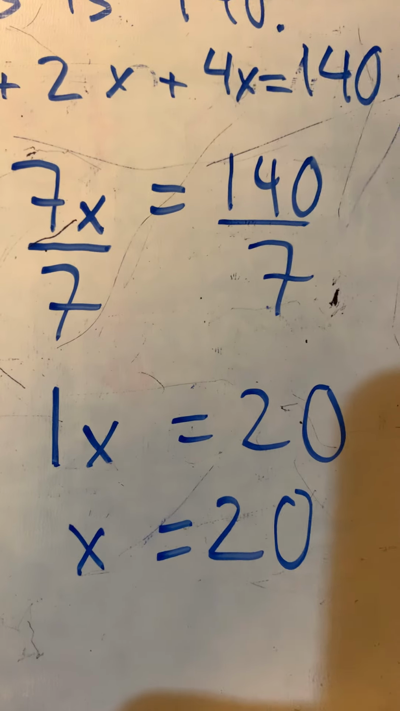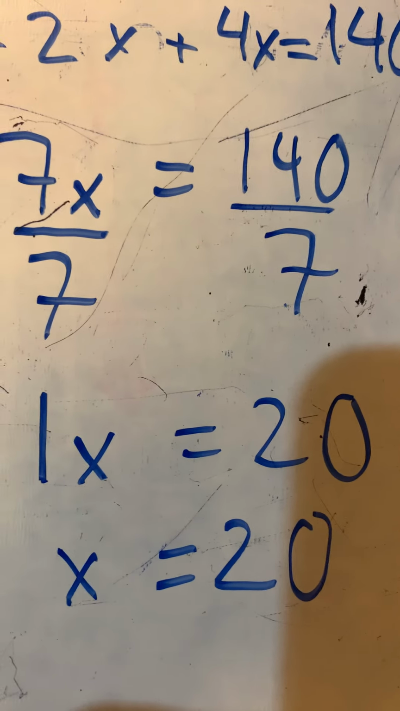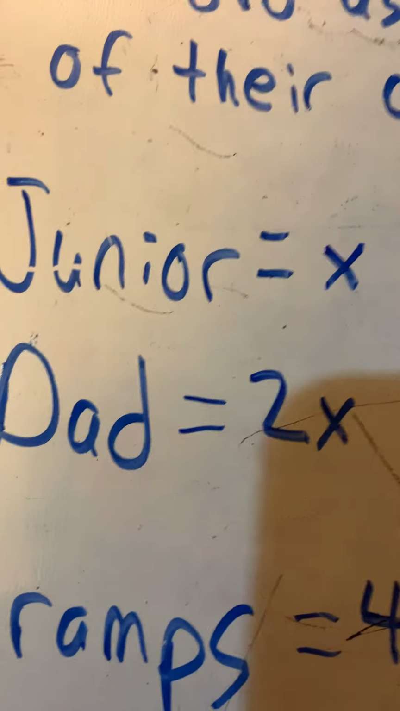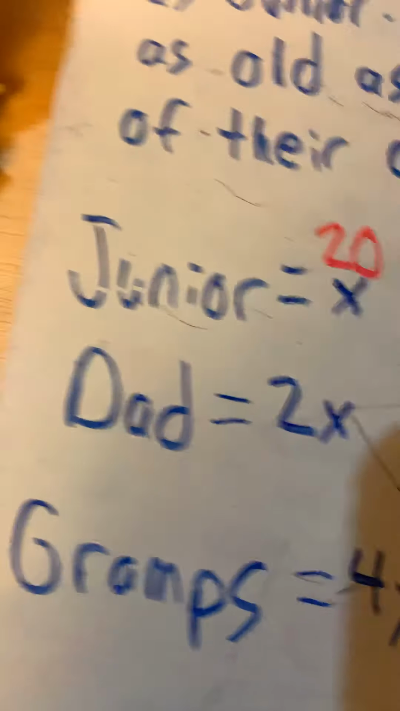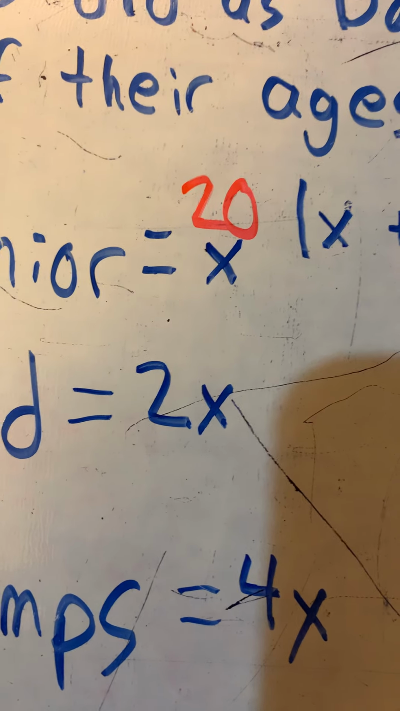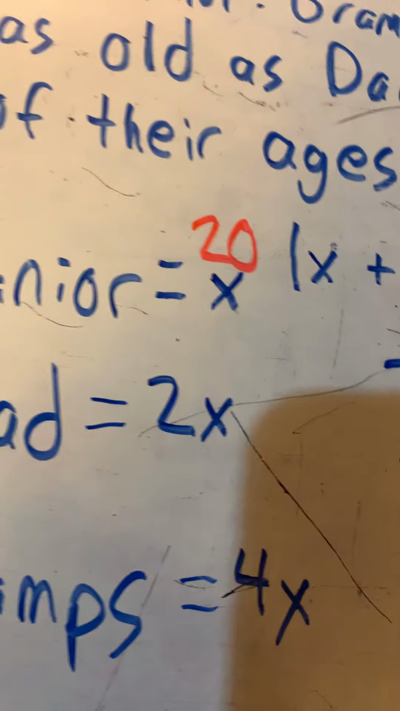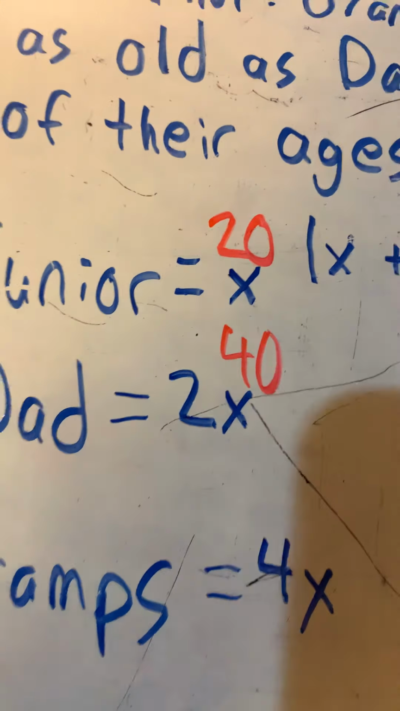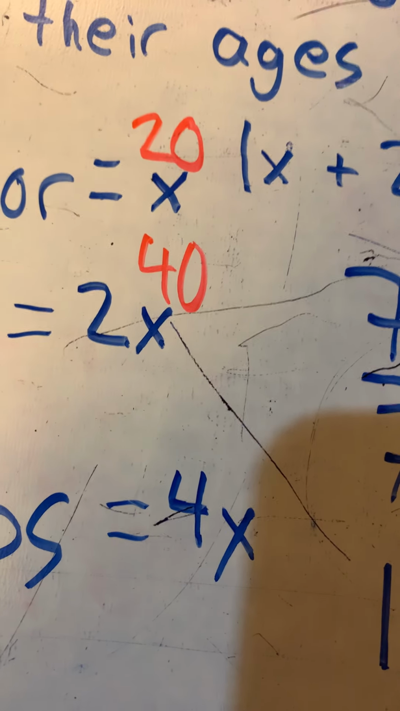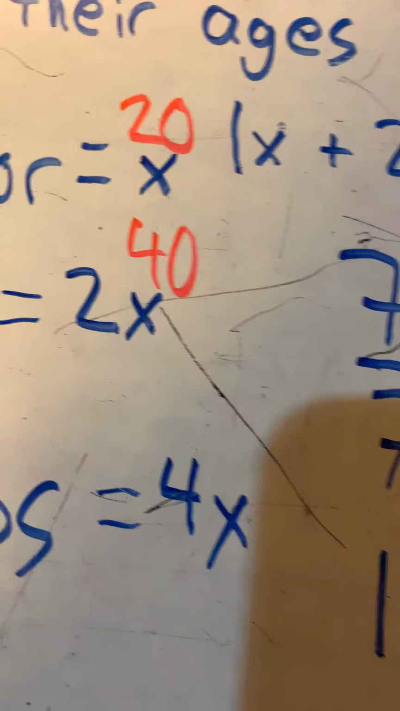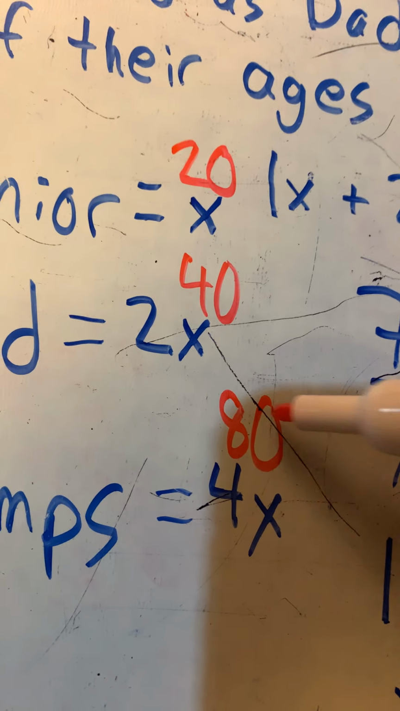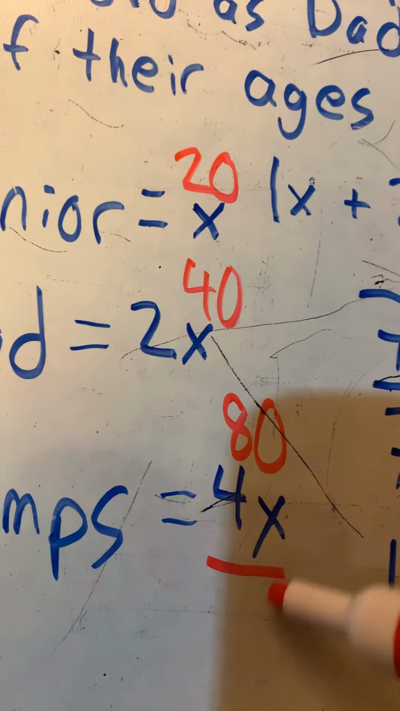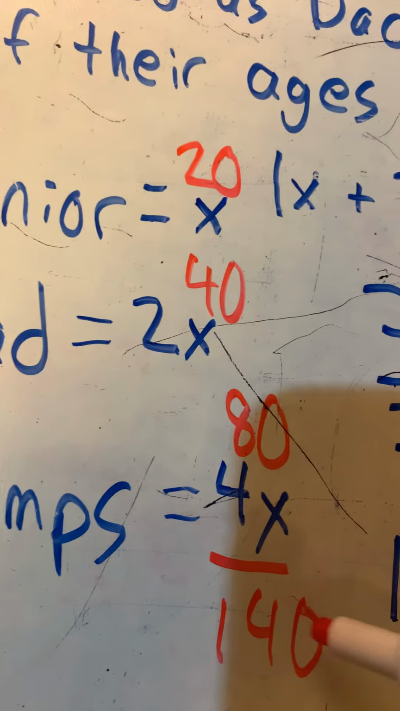Now, if we go back to the variables that we assigned each person, Junior is X, so that means Junior is 20. Dad is 2X, so he has to be 2 times the size of Junior, so Dad would be 40. And Gramps is 4 times X. If X was 20, 4 times 20 is 80. And if you add up all those ages, you get 140, which is exactly what you should get.